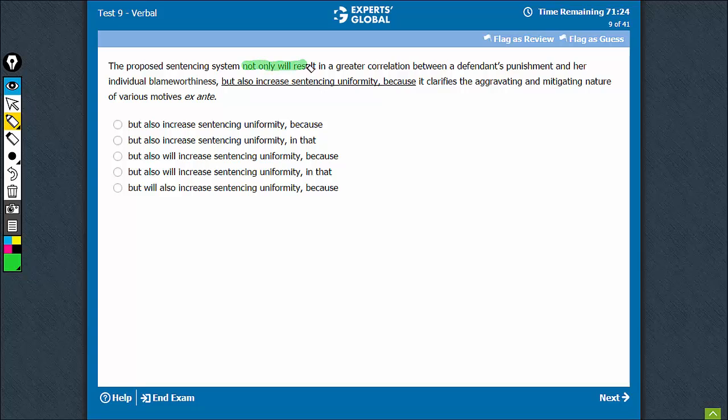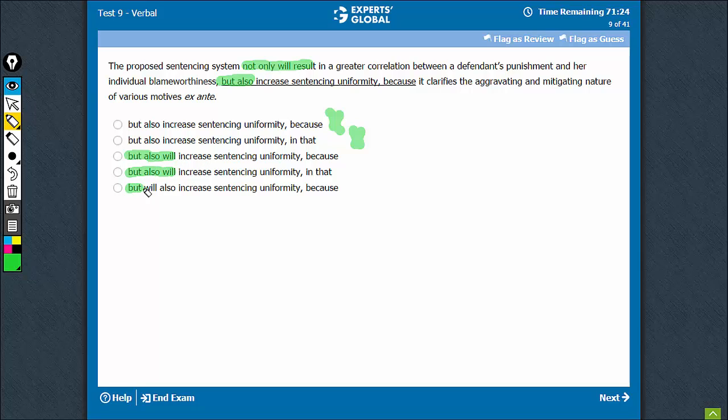Not only will, but also will would be the correct usage. This says only but also, so this can be eliminated. Option B also says but also increase, so this is not parallel, this can also be eliminated. Options C and D are parallel in using but also will, so not only will but also will.